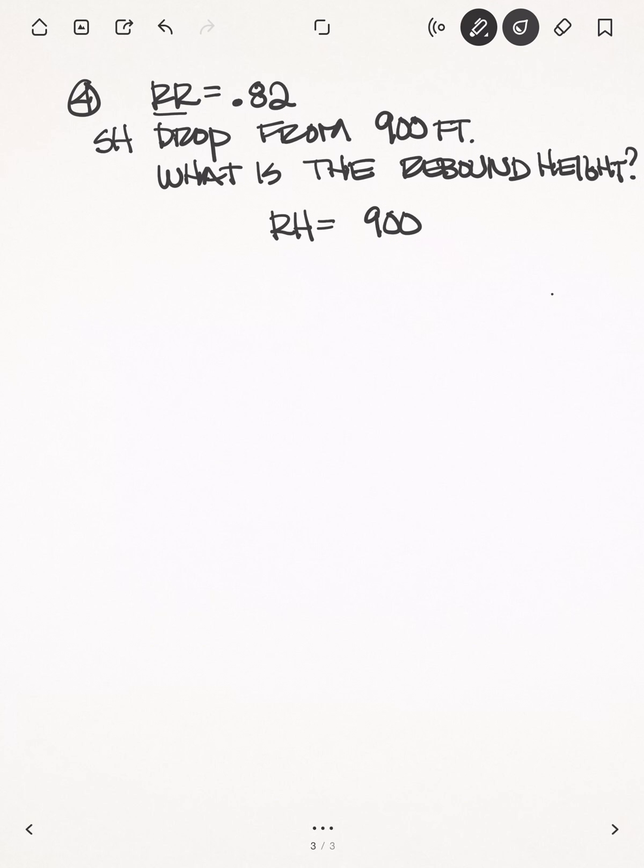What have we done all along in our little XY charts? We multiply by the rebound ratio. Remember, we start with our starting height at 900, and we multiply by the rebound ratio, and that gives us a smaller number because we're multiplying by a decimal. So when we multiply, we get our rebound height of 738 feet.